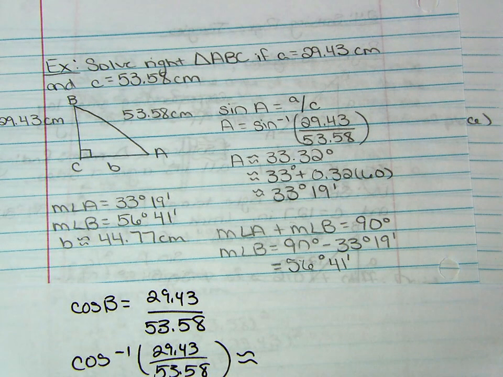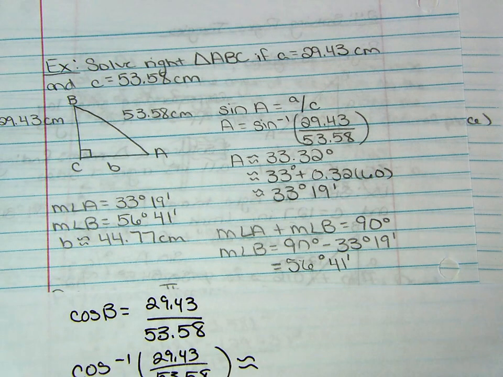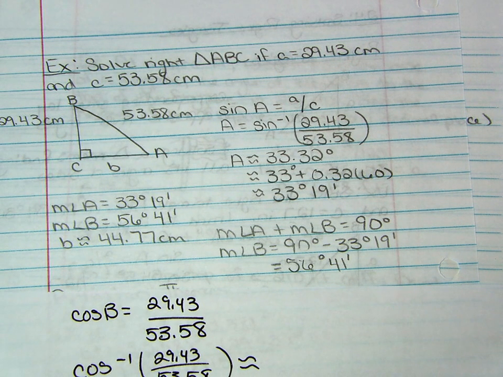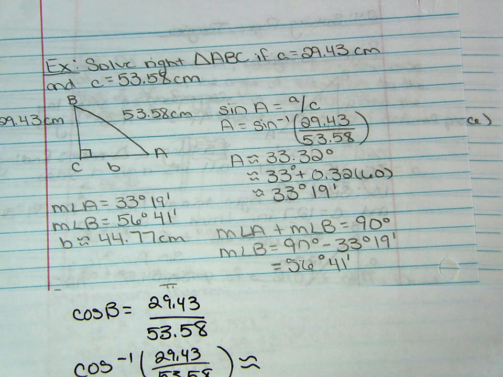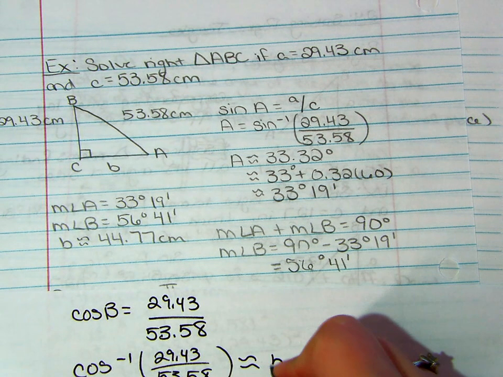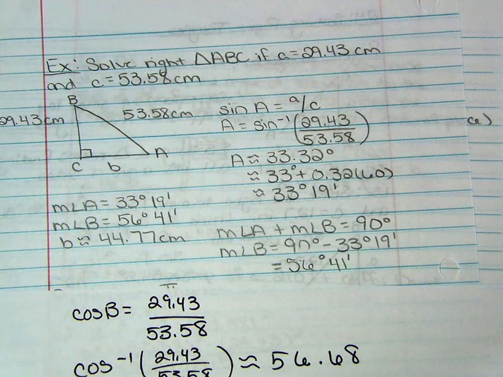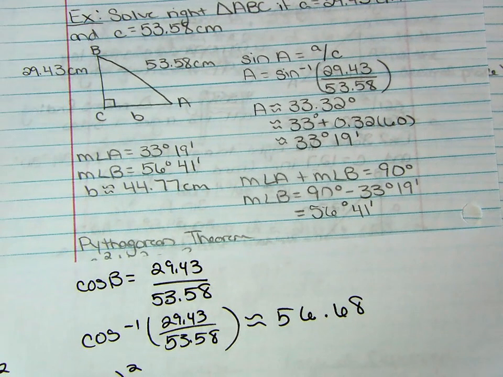What do you get if you type that in? Cosine inverse of 29.43 divided by 53.58. You get 56.68 basically. I'm guessing by your silence the answer is yes.